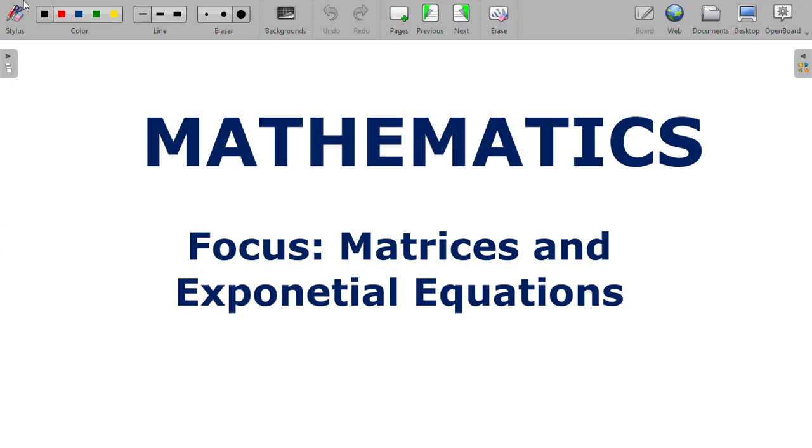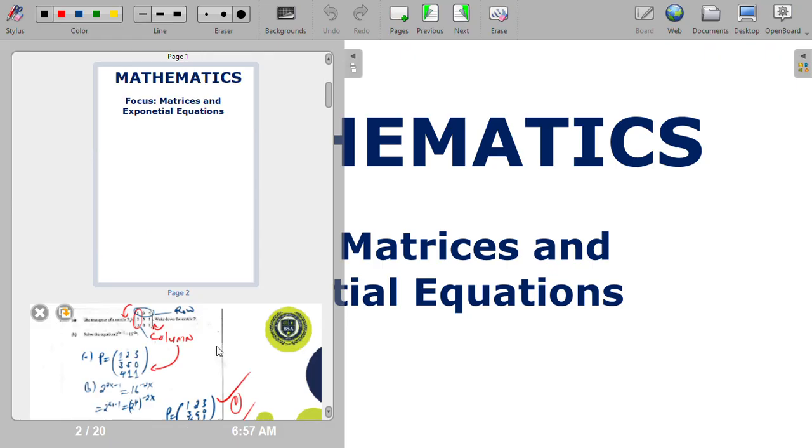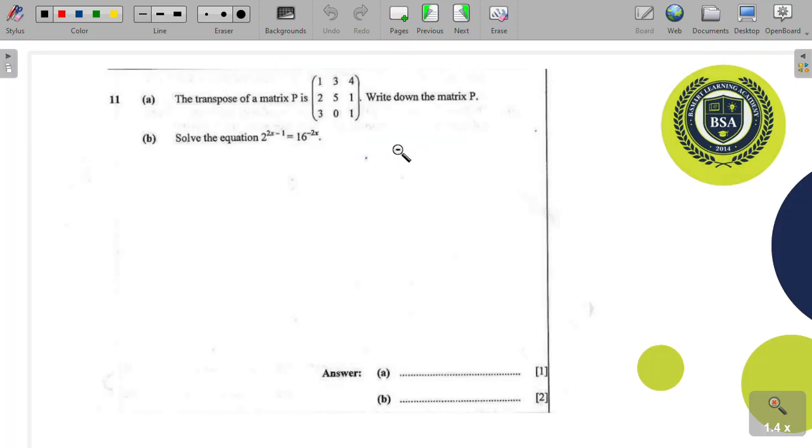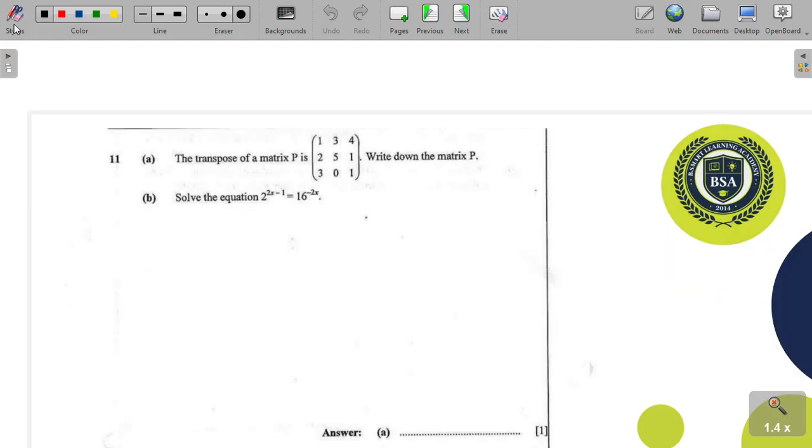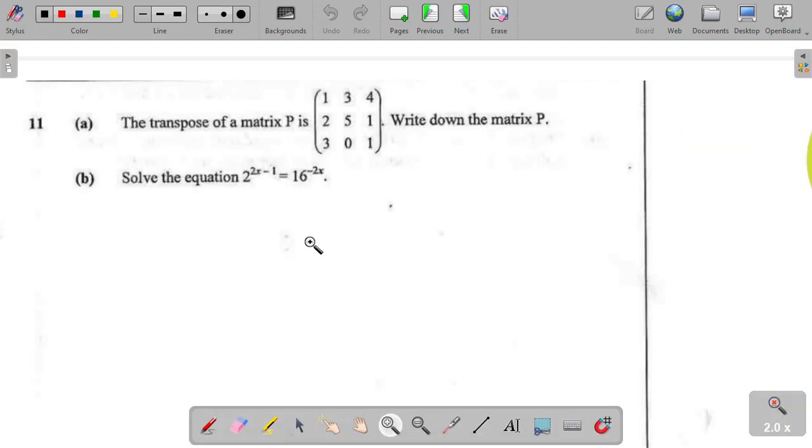Let's jump into it. Here's the question. I extracted this from paper 1, and that is question 11. I'll read the question. Let me see first if I can zoom. Part B is 2 marks, and part A is only 1 mark. Let me just zoom in. Okay, there we go.